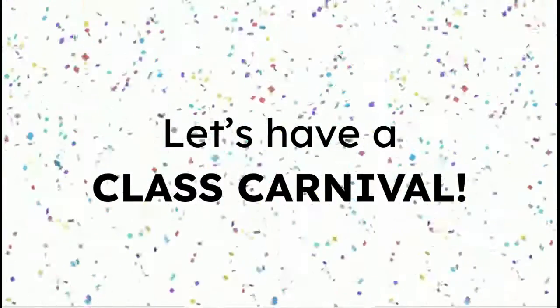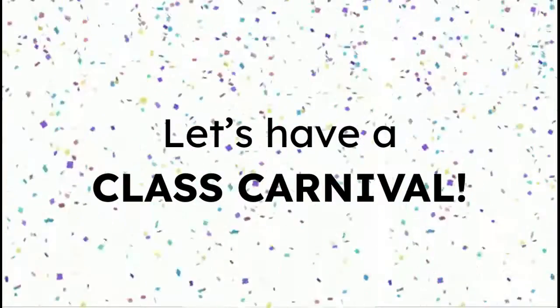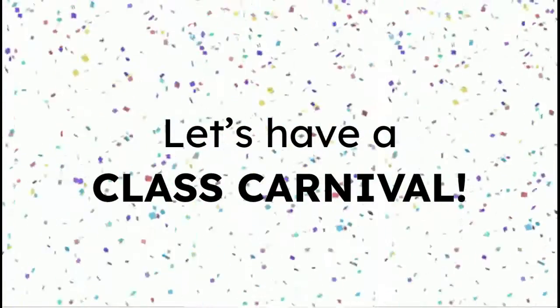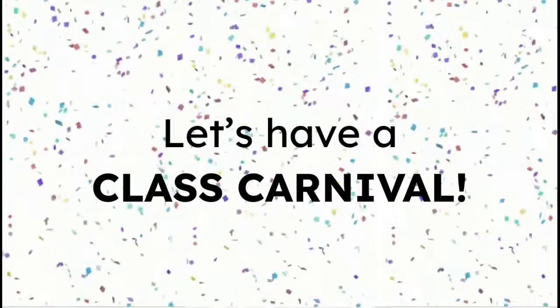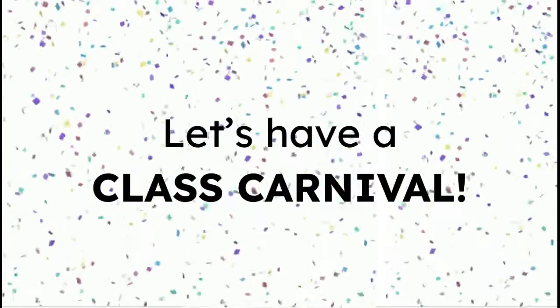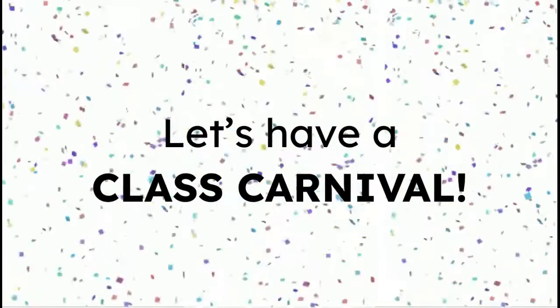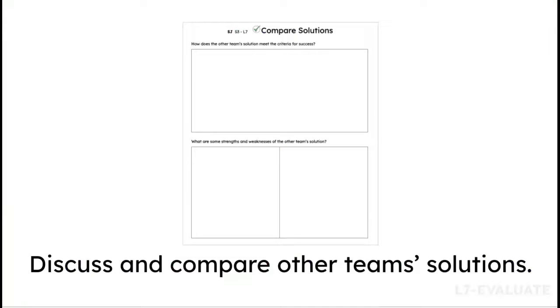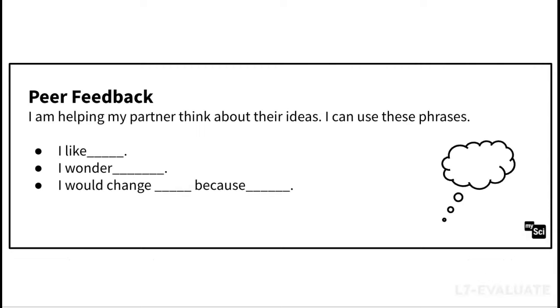For the Evaluate portion, you'll hold a class carnival to have students present and play their games. Students can use their Pinball Wizards student journal pages as they present and play. While students play other games, you'll have them use their Compare Solutions student journal pages to compare the other team's solutions. Students can also use the 3-5 MySci Peer Feedback Table Tent to help guide their discussions.